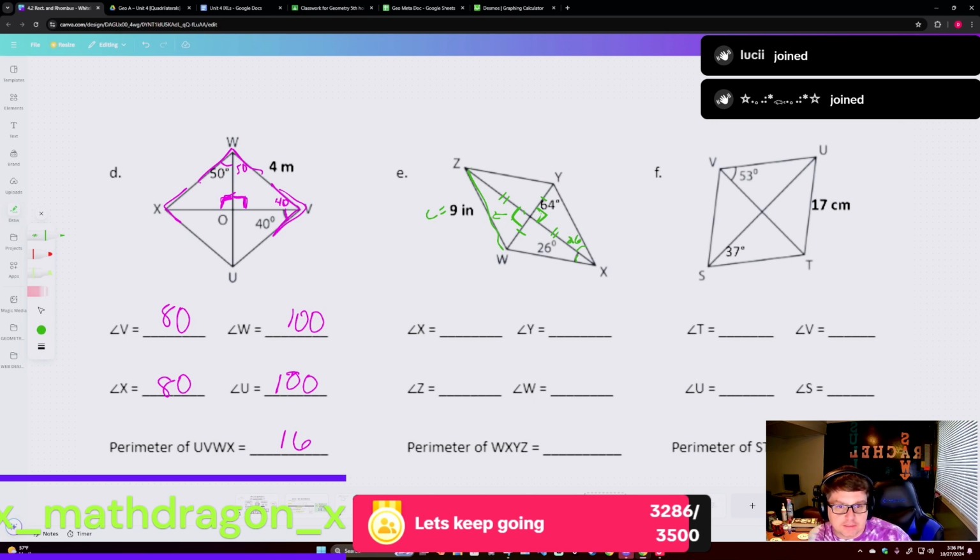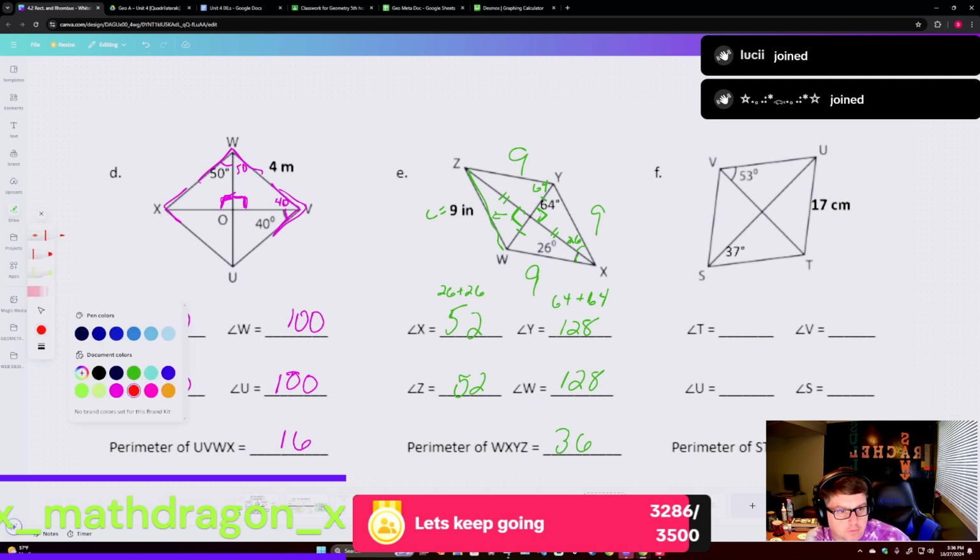All right, so angle X, 52, because I'm doing 26 plus 26. Angle Y is going to be 64 plus 64, 128. Angle W is opposite angle Y, so that's also going to be 128. Angle Z is opposite angle X, so that's also going to be 52. 9 times 4, 36, because 9 plus 9 plus 9 plus 9, all those are going to be 36.